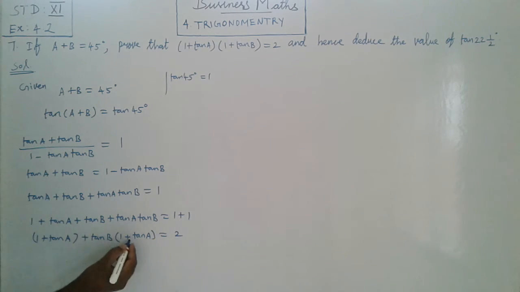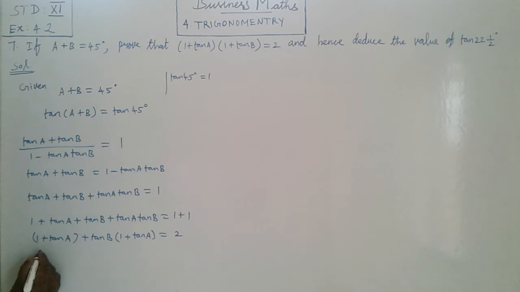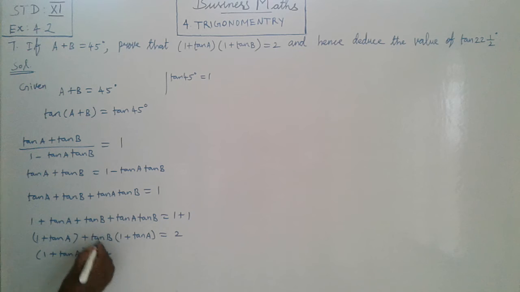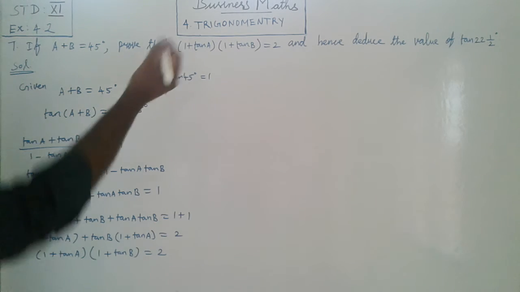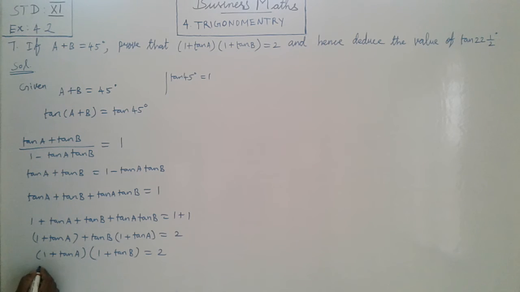So 1 plus tan a is common for both. The one times (1 plus tan b) remains, equal to 2. So (1 plus tan a) into (1 plus tan b) equals 2. Hence proved.